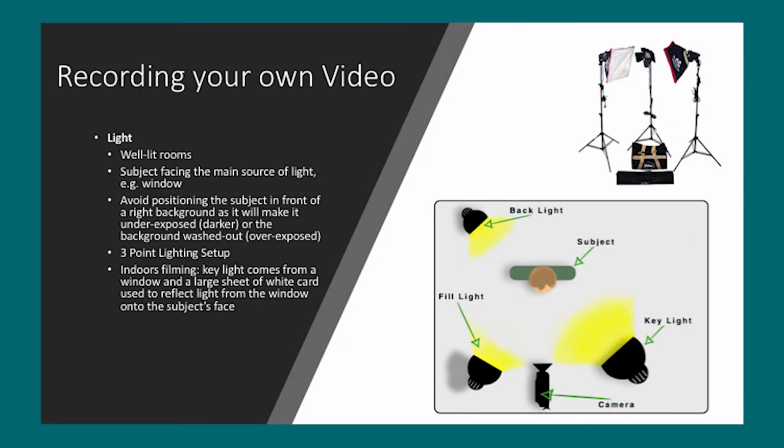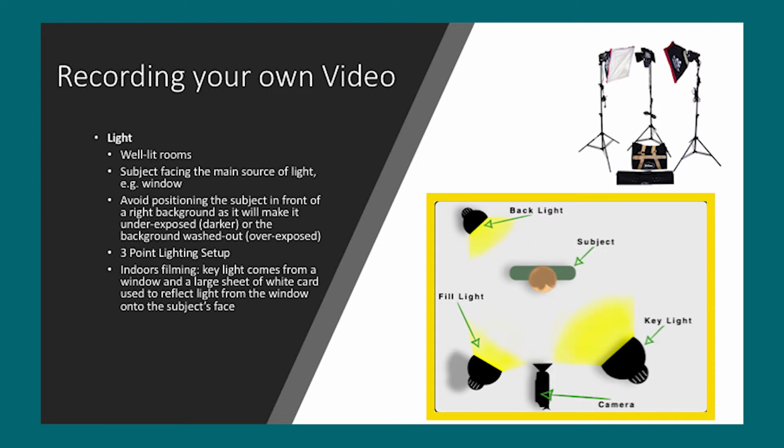Try to record in well-lit rooms and have your subject face the main source of light, like a window. Avoid positioning your subject in front of a well-lit background, as it will create silhouettes, making their face underexposed, which means darker, or the background could become overexposed or washed out.